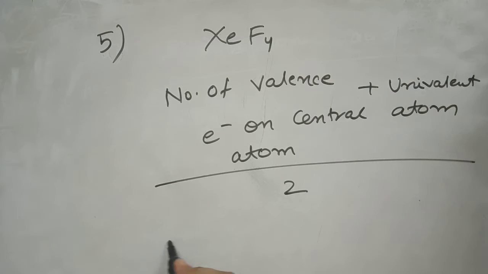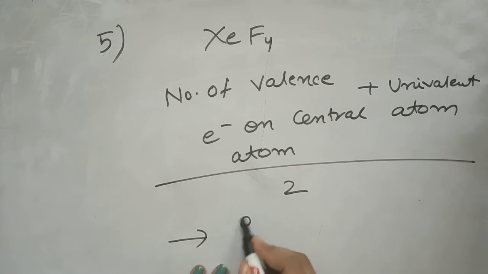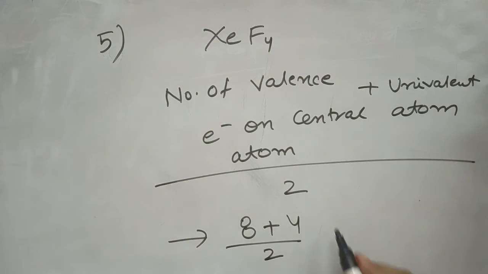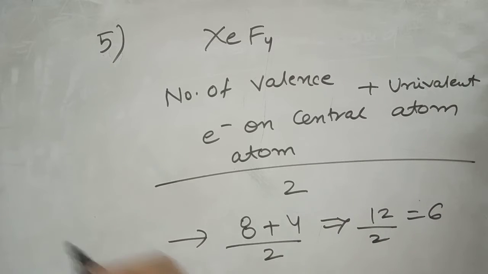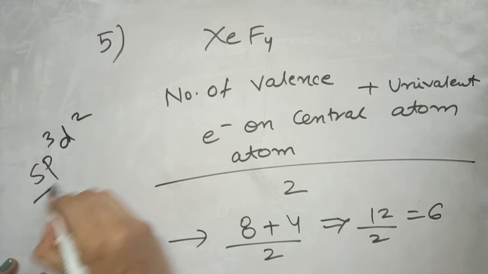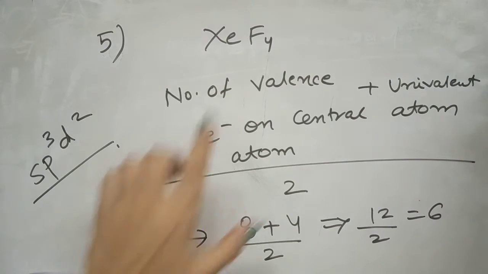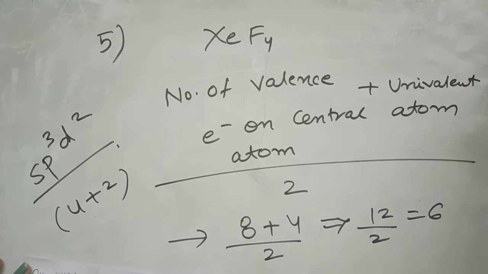So the number of valence electrons on the central atom, xenon over here, is 8, plus fluorine 4 since it is univalent, divided by 2. So this will be 12 by 2, that means 6. So 6 means hybridization will be sp3d2. Hybridization cannot be anything else. Now it is sp3d2 and there are 4 fluorines, meaning 4 + 2. Okay, so the geometry here will be octahedral.